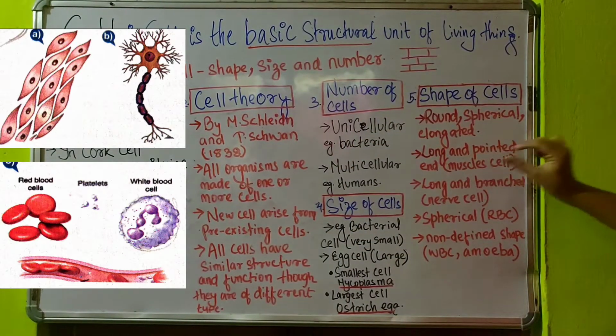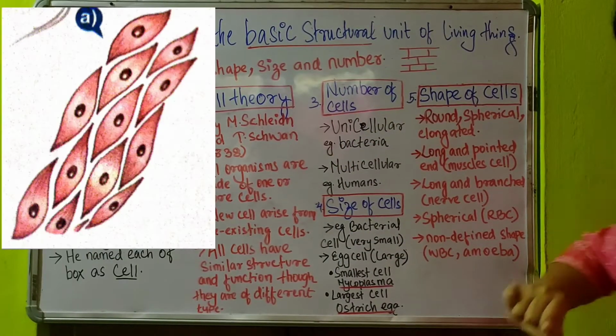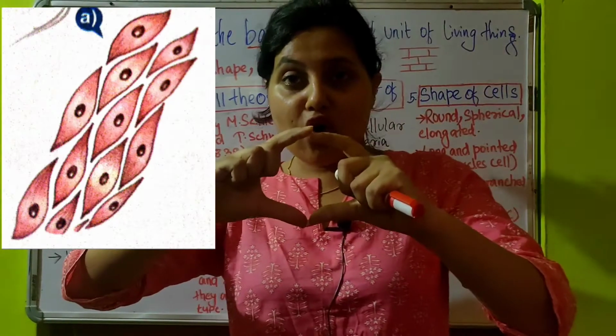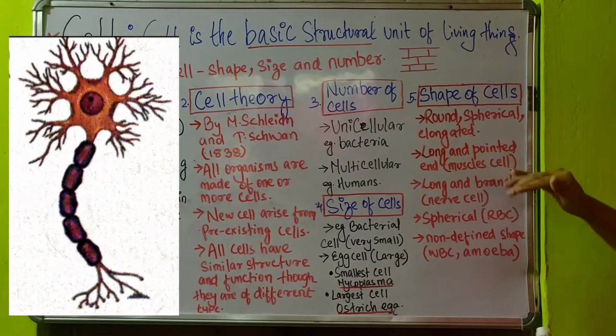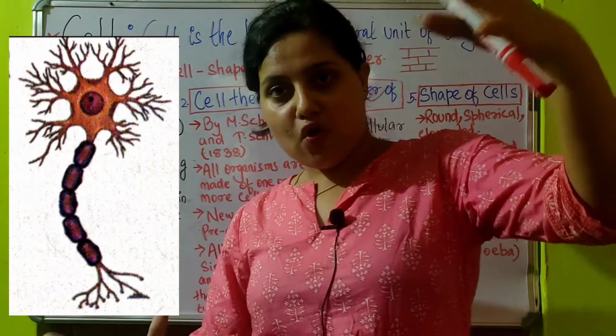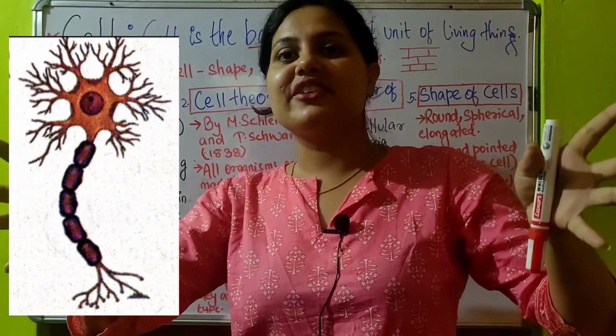Now you see long and pointed ends, that is muscle cells. Muscle cells are long and they are pointed. And the next you see long and branched. Nerve cells, they are long and they are branched at the head.